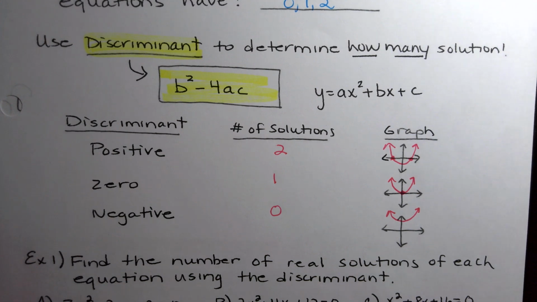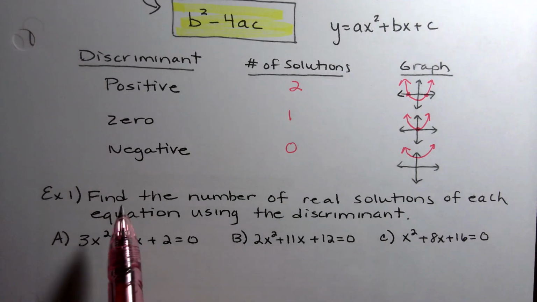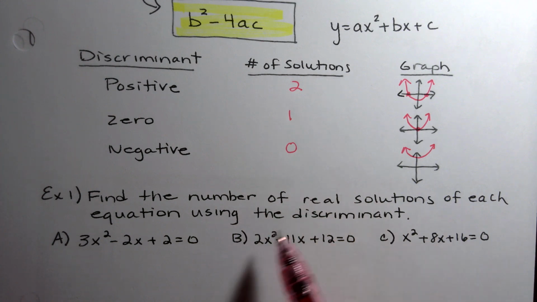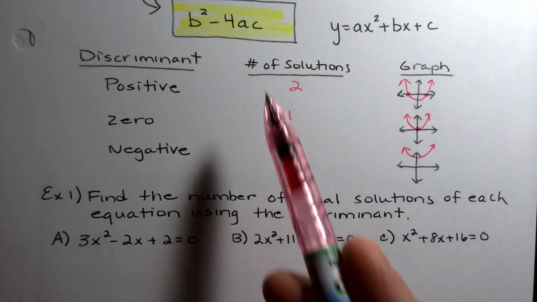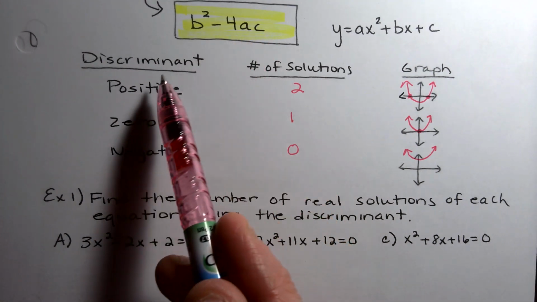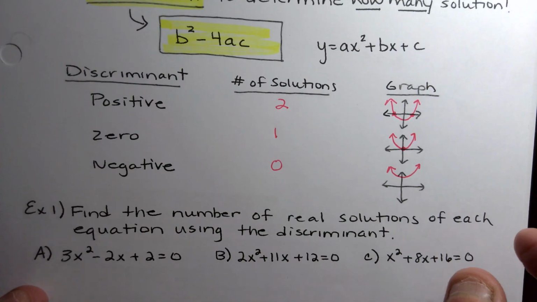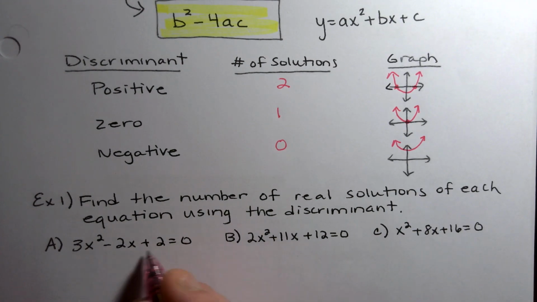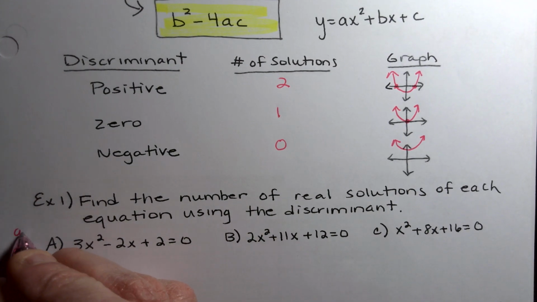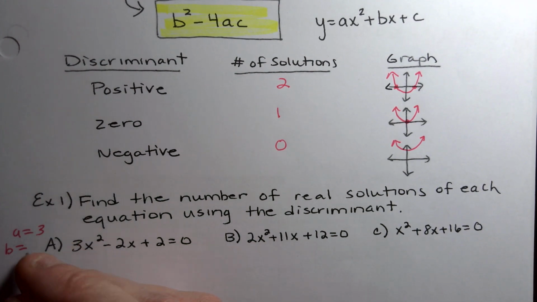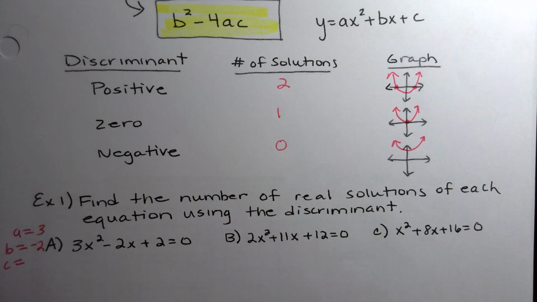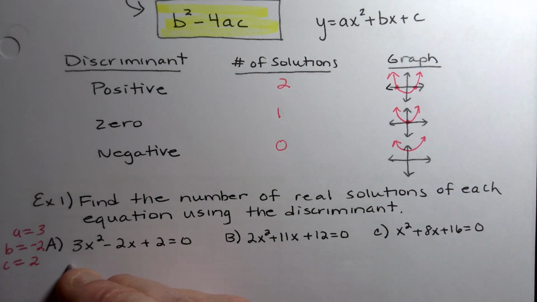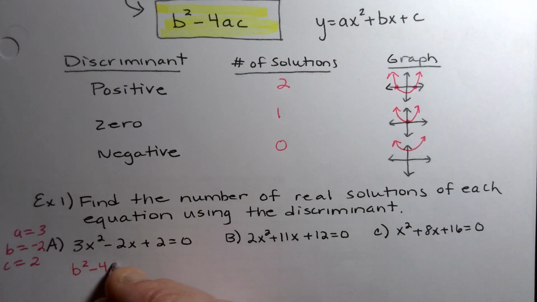Okay, so let's practice and show you what I mean. It says find the number of real solutions. So my answers for these are 0, 1, or 2. But I first will get to a different number first, and that's going to be this number. Then I have to see if it's positive, negative, or 0. So, first thing you need to know is what's A, B, and C. So A is 3, B is negative 2, and C is 2. So I'm going to write my formula down here, b squared minus 4ac.